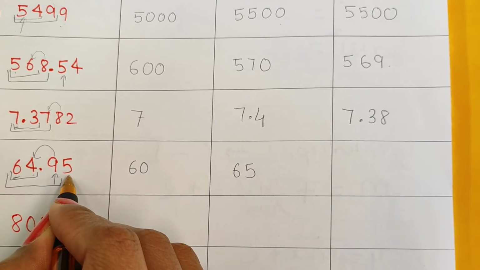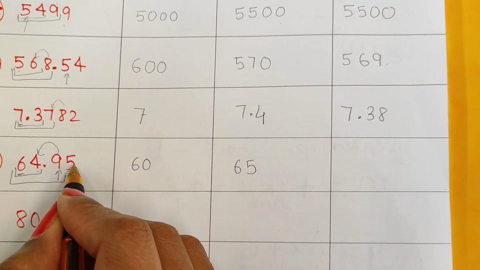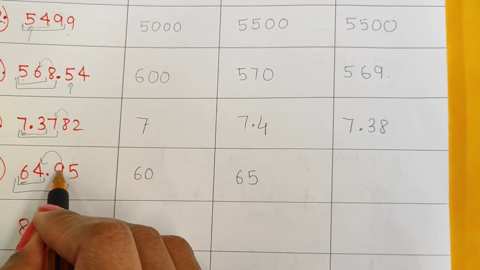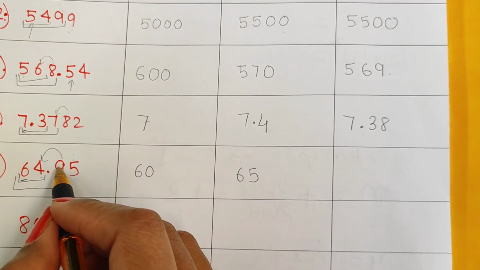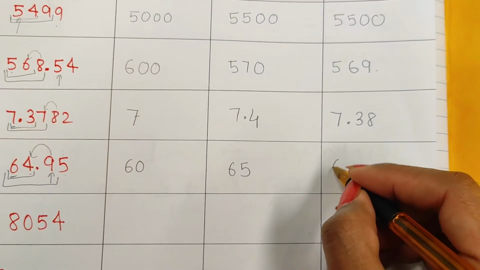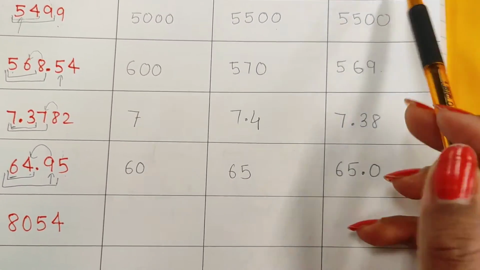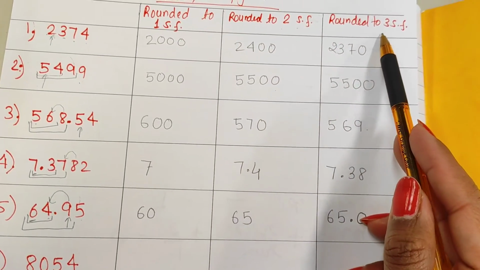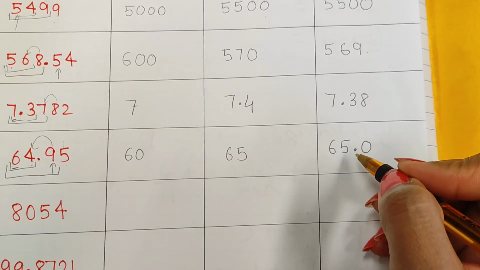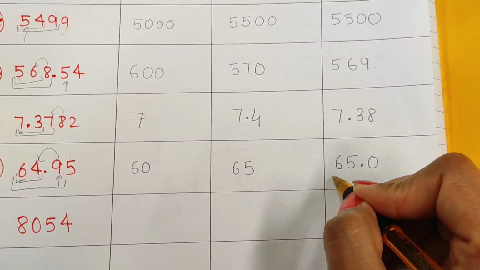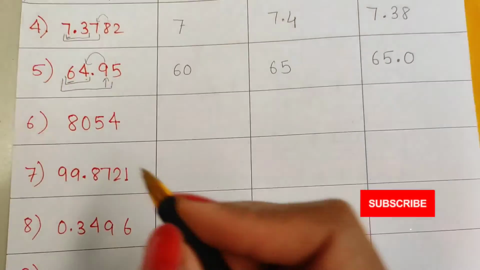Now the fourth number is of course 5, so we have to round this up, so that becomes 10. Of course we don't write it as 10, so 65.0. Because it says round it to three significant figures, it is necessary to put a decimal sign and add a 0. Then only it becomes three significant figures, right?